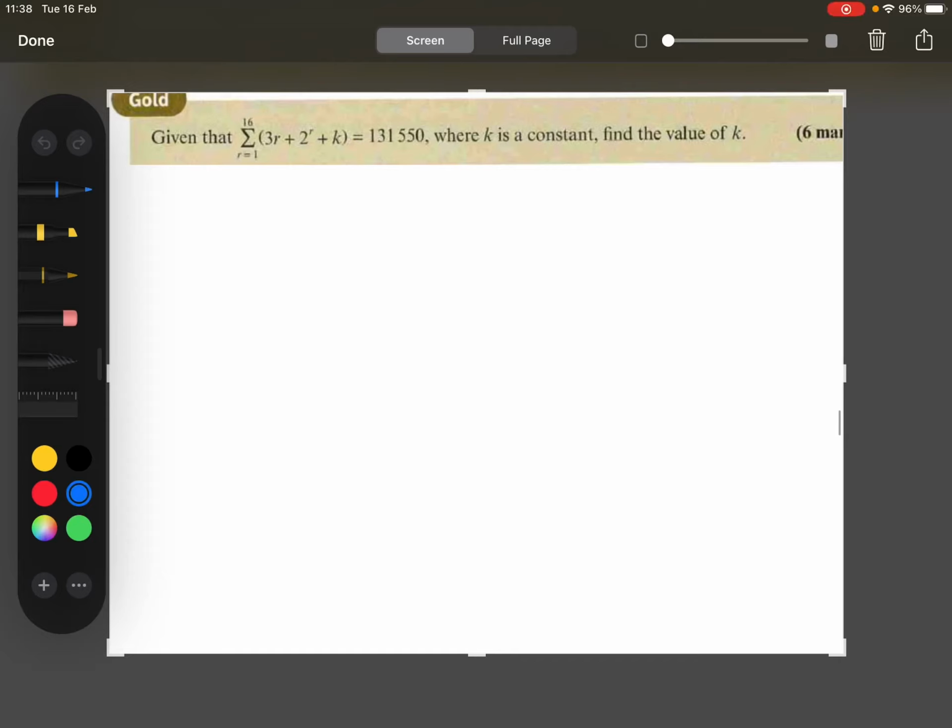So we've got the sum from 1 to 16 of 3r plus 2 to the power r plus k is equal to 131,550, and we need to find k.